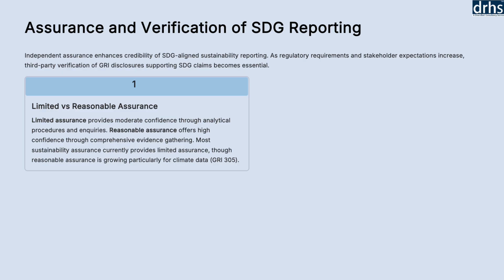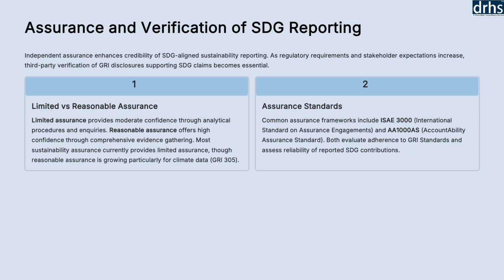Reasonable assurance, by contrast, delivers a higher level of confidence through more extensive testing, controls assessment, and evidence gathering. Comparable to financial audit rigor, it significantly reduces assurance risk and is increasingly expected for high-risk or high-impact disclosures, such as greenhouse gas emissions, climate targets, and material social indicators. As SDG reporting matures, organizations often adopt a phased approach, moving from limited to reasonable assurance over time.